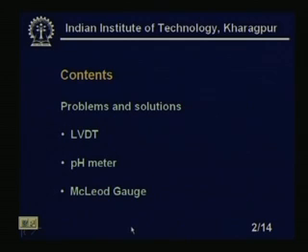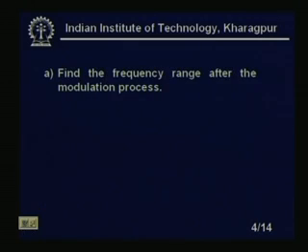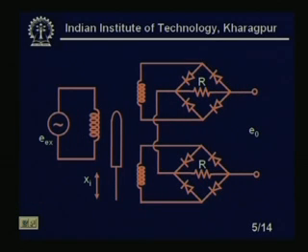So, let us look at the problem. Problem 21.1 refers to the figure shown below. Let xi be a periodic motion with significant frequency. This is our LVDT with phase sensitive demodulation. You see there we have used 4 diodes, and we have discussed this in detail. We make the algebraic summation of the two voltages to get the voltage output. Ex is the excitation of our LVDT, xi is the input motion or the input of the system, and Uo is the output of the system.